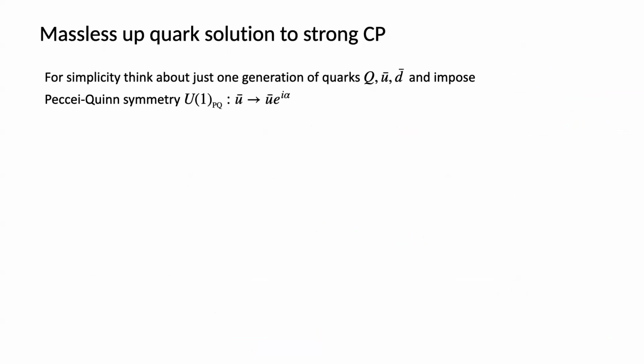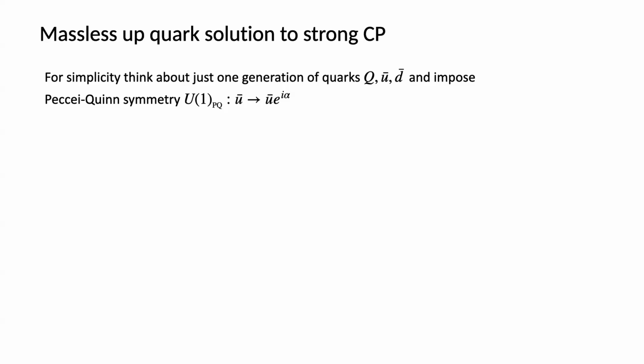And that's this massless up-quark solution. Let me just remind you, in a toy model where we only think about 1 generation of quarks, what you do here is in the UV, you impose what's called a Peccei-Quinn symmetry, say just a U(1) symmetry that acts only on the right-handed up quark. And it's a Peccei-Quinn symmetry because this symmetry is anomalous. It has a mixed anomaly with QCD.